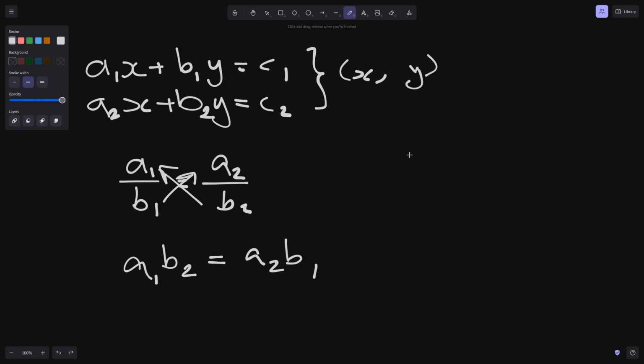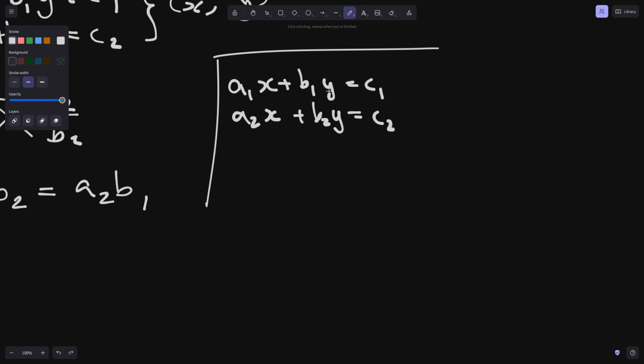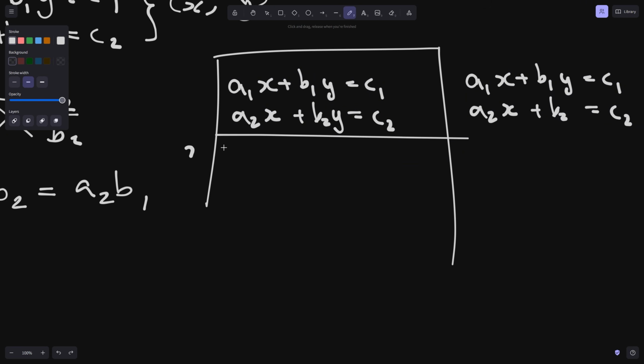So we're looking for some x and y that satisfy this system of linear equations. So let's solve for x first. To solve for x, we're going to get rid of the y variable. So let me just copy this over here for later. So solving for x, we want to eliminate the y variable, which we can do by making them equal in both equations. So we'll multiply the top equation by b2. We get a1 b2 x plus b1 b2 y is equal to c1 b2.